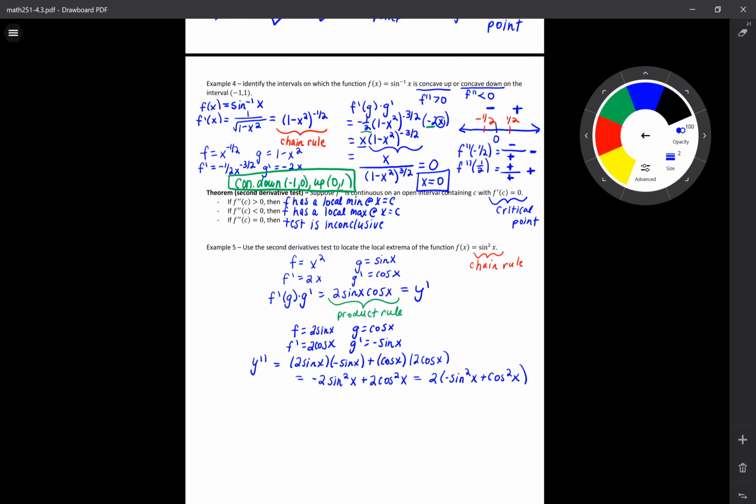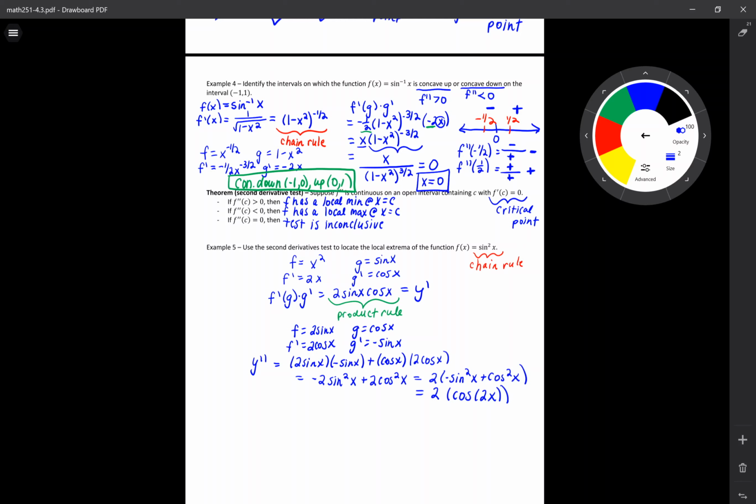Now this looks really similar. This negative sine squared of x plus cosine squared of x almost looks like our Pythagorean identity for sine and cosine, the one that says sine squared of x plus cosine squared of x is equal to 1. And it's not quite that, but this is another identity. I don't expect you to know this, and if you were to be asked to use this on an exam, it would be given to you. But negative sine squared of x plus cosine squared of x is equal to cosine of 2x. So here we have y double prime is equal to 2 cosine of 2x.